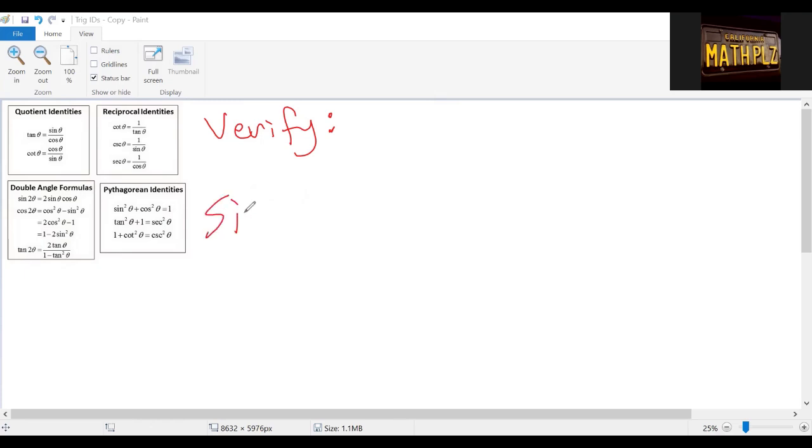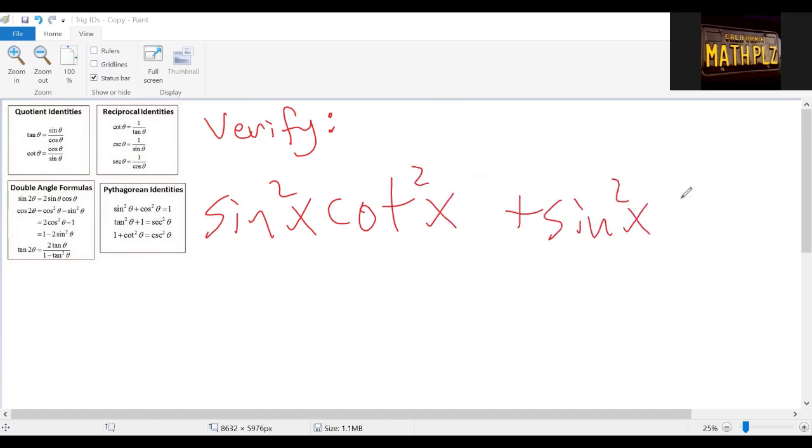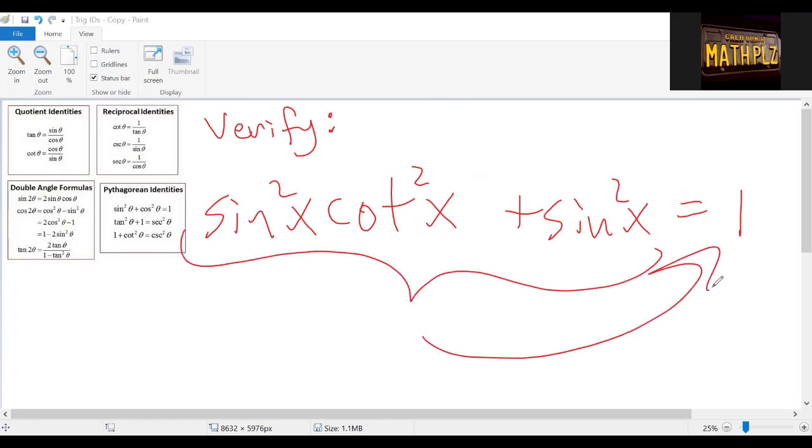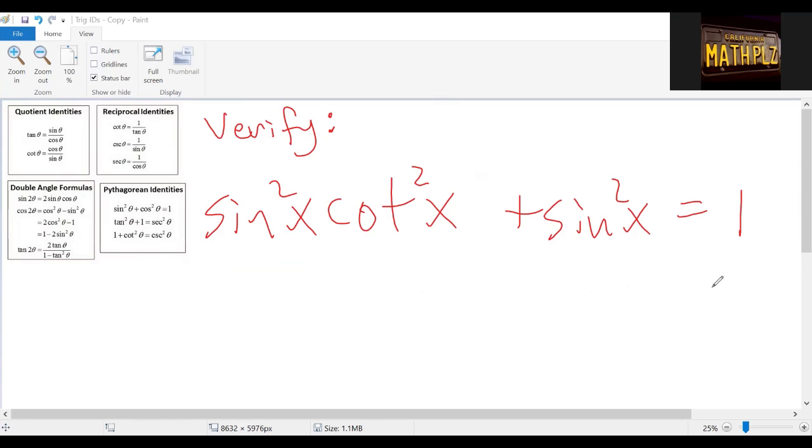Verify, so put this down. Sine squared x times cotangent squared x plus sine squared x. All of this is supposed to equal just 1. So we make changes on the left until it looks like the right. I observe that both terms have sine squared x in common. So I'm going to throw sine squared outside as a common factor.